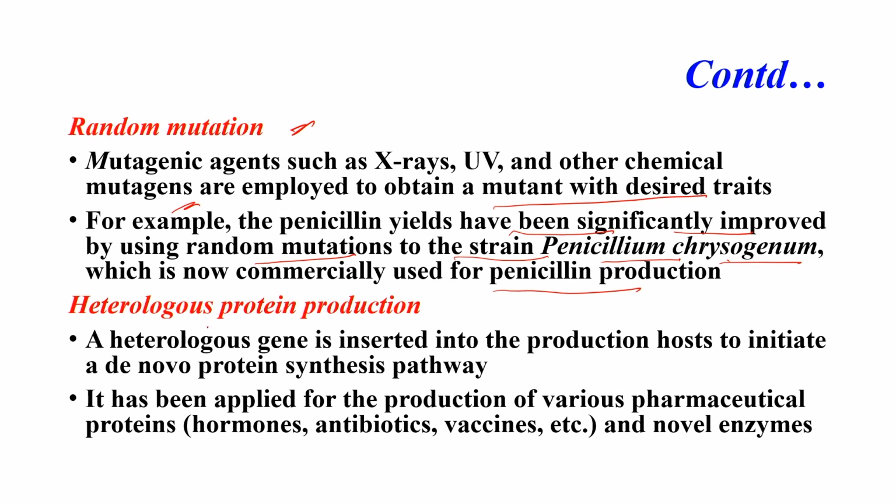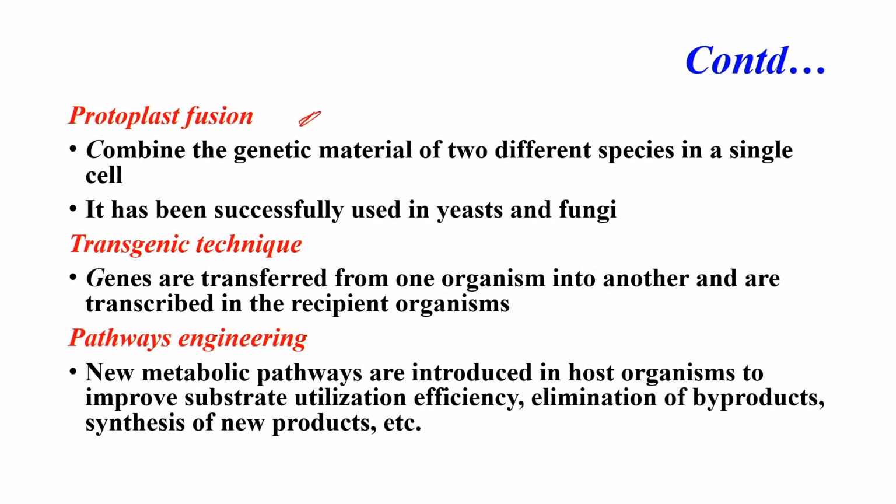Another option is heterologous protein production. In this case, a heterologous gene is inserted into the production host to initiate de novo protein synthesis, and it has been applied for the production of various pharmaceutical proteins like hormones, antibiotics, vaccines and novel enzymes. Another option is protoplast fusion. You combine the genetic material of two different species in a single cell, and it has been successfully used in yeasts and fungi.